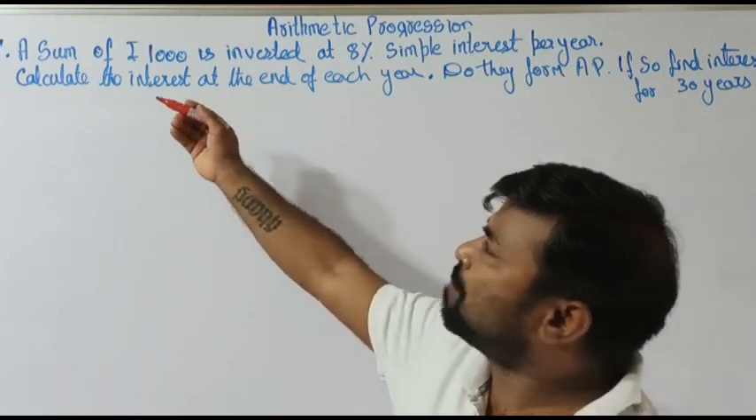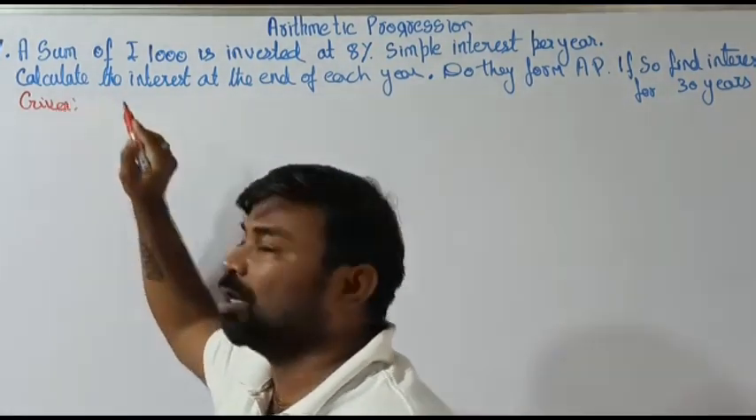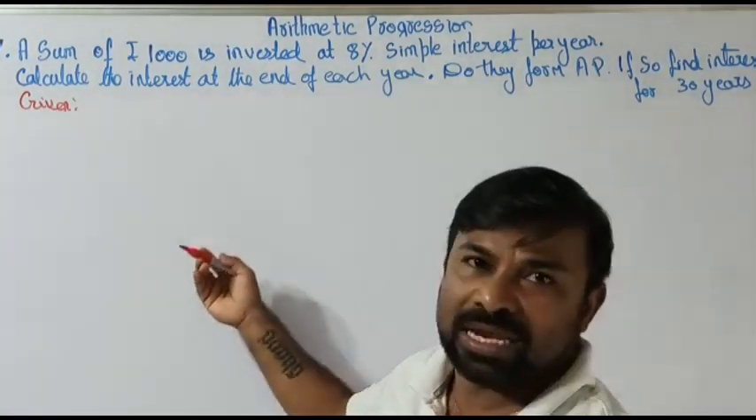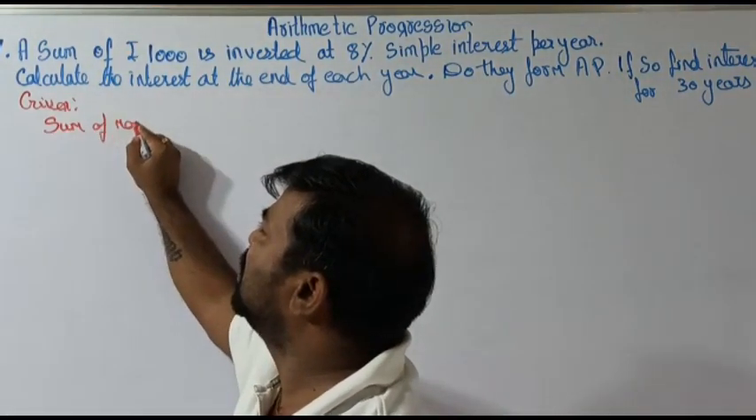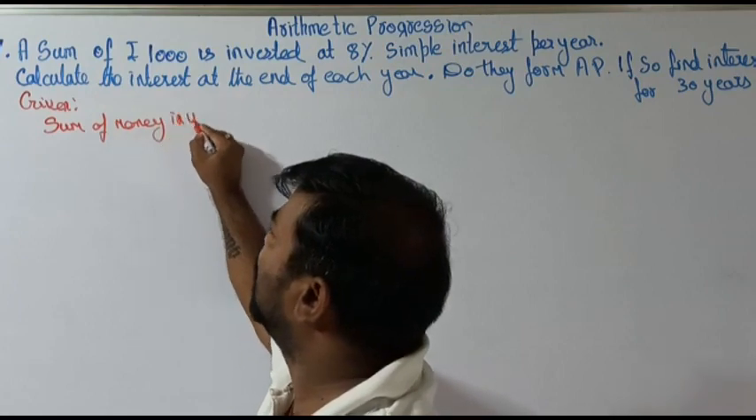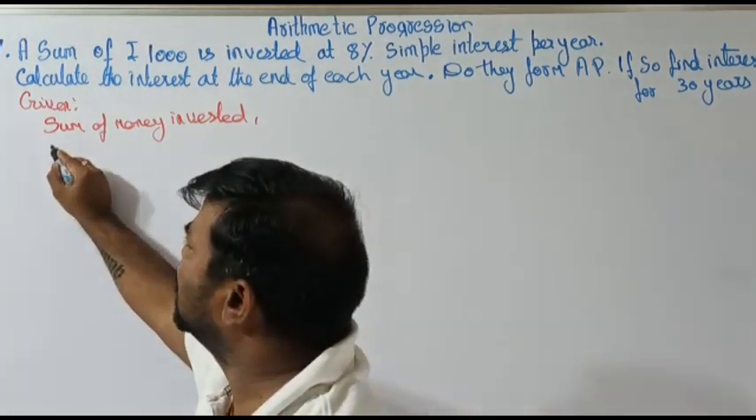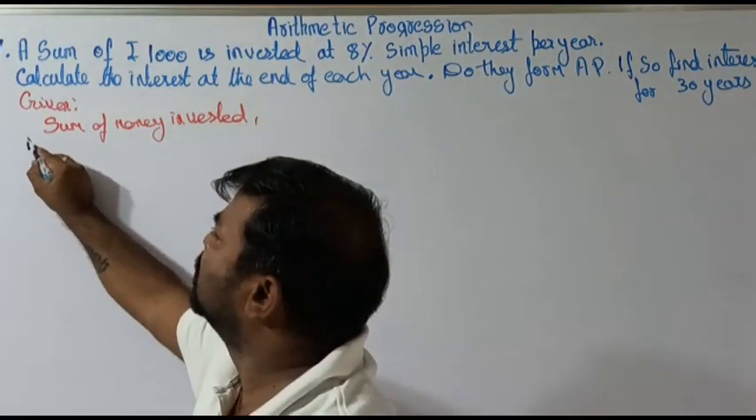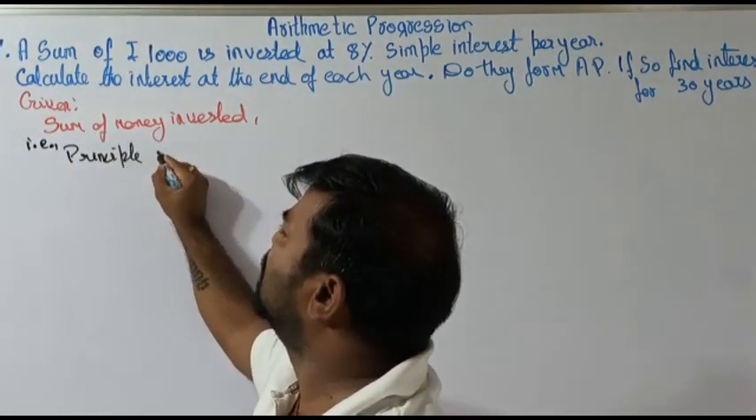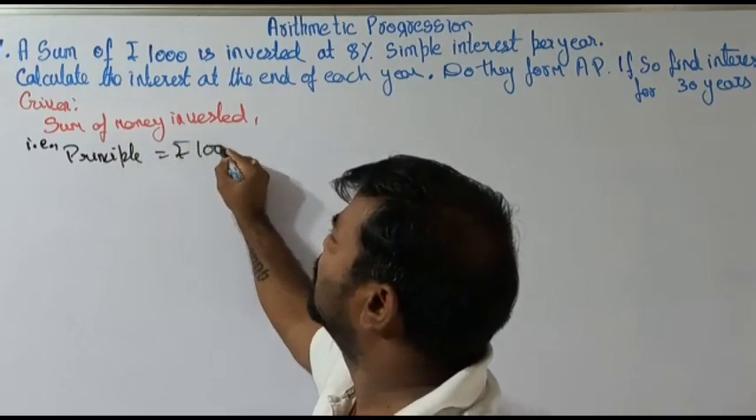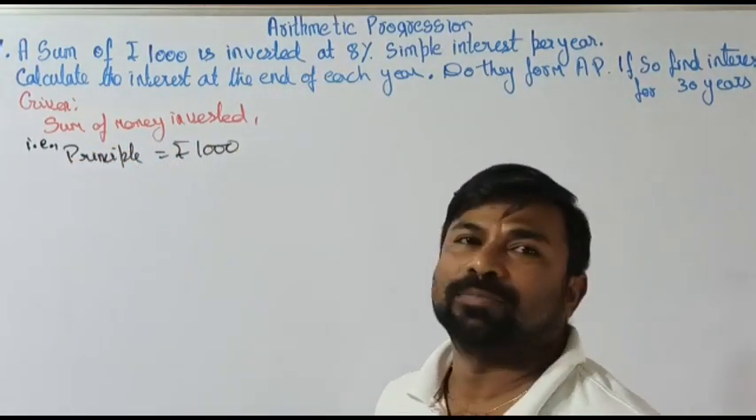Now, let's go for that one. Let me go with the given points. What is given here? A sum of rupees is invested, a sum of money invested. Shall I call it the principal amount? Yes, I like to take principal. Principal is nothing but rupees, how much is that? 1000. So the sum of money invested, I like to call it the principal amount, that is nothing but 1000.